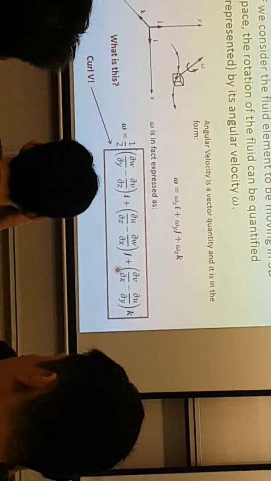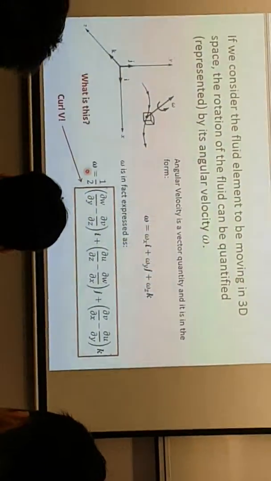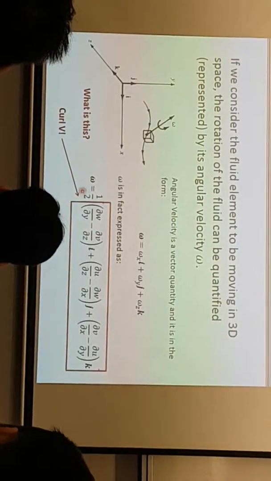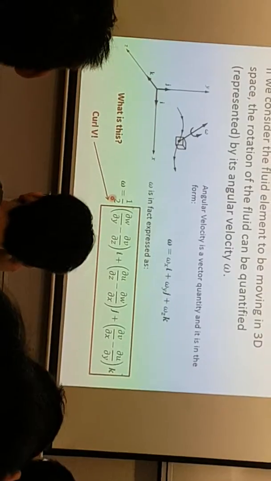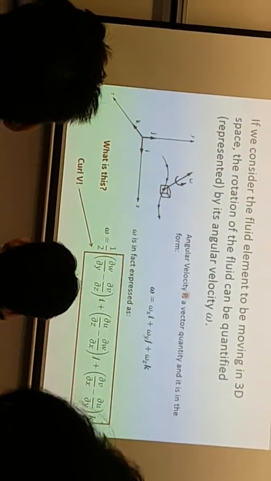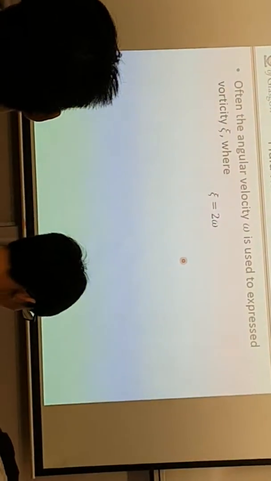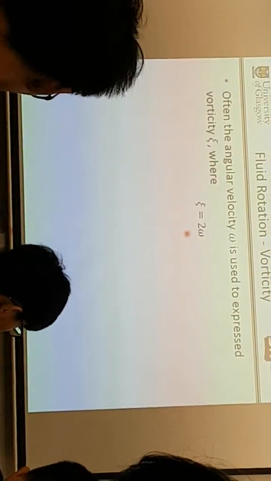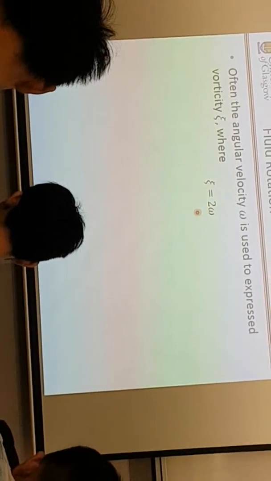So a curl of a velocity vector is always equal to half of the curl here, which is equal to your angular velocity. So when we talk about rotation, there are two quantities that we can use to quantify rotation. One is angular velocity. The other one is this zeta, Z-E-T-A, I'm very sure it's zeta, which is your vorticity. So zeta represents your vorticity magnitude or your vorticity value.